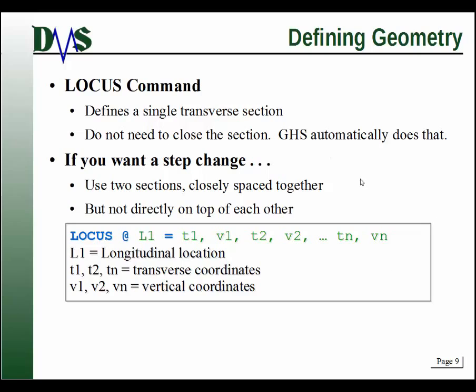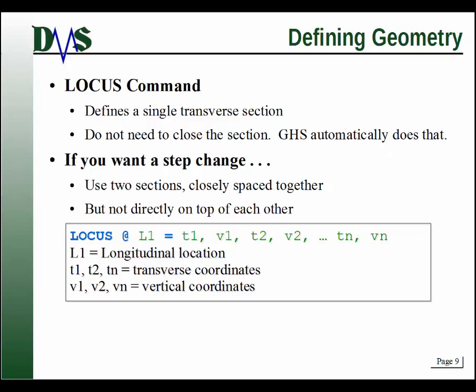And you don't actually have to have the points close up, but basically you're going around and defining a section, or a loop almost. So that's a transverse section. And GHS will automatically close between your first point and your last point.